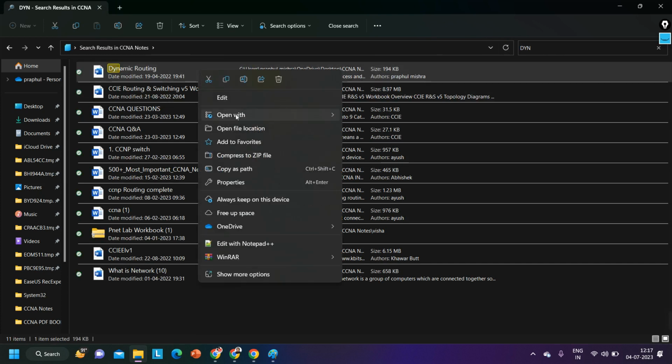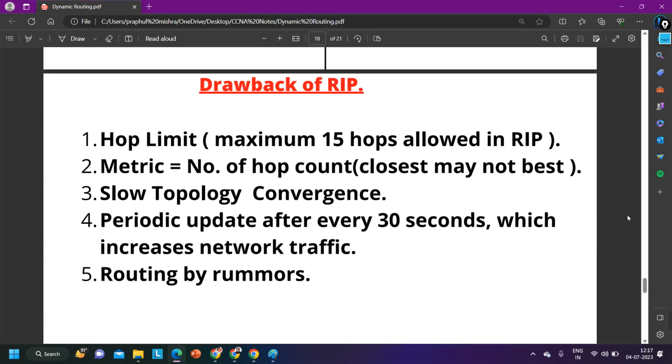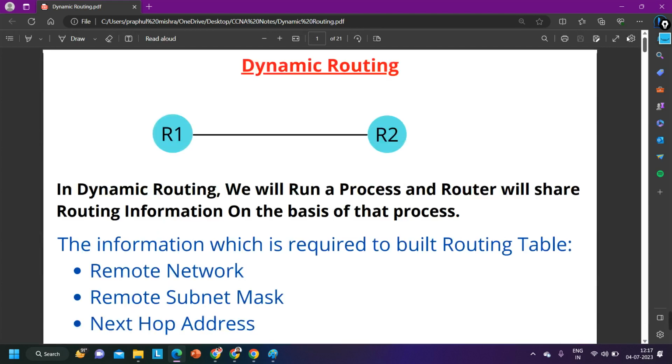Dynamic routing, this one. So first of all, see dynamic routing. In dynamic routing, we will run a process on the router, and routers will share their routing information on the basis of that process. Done.